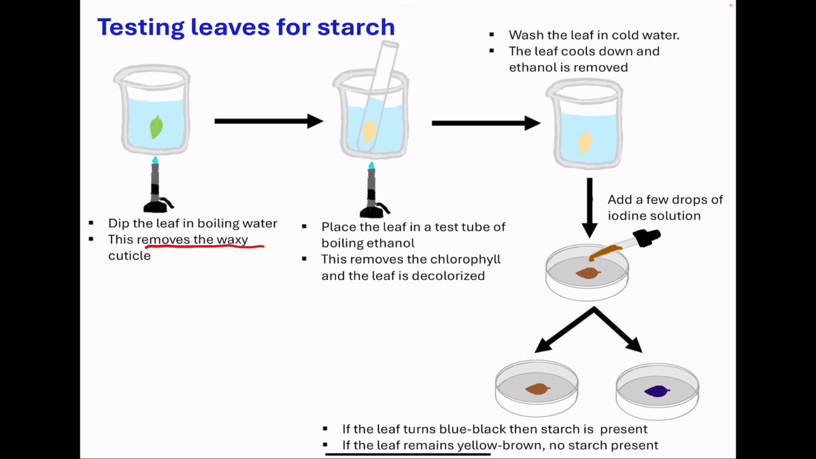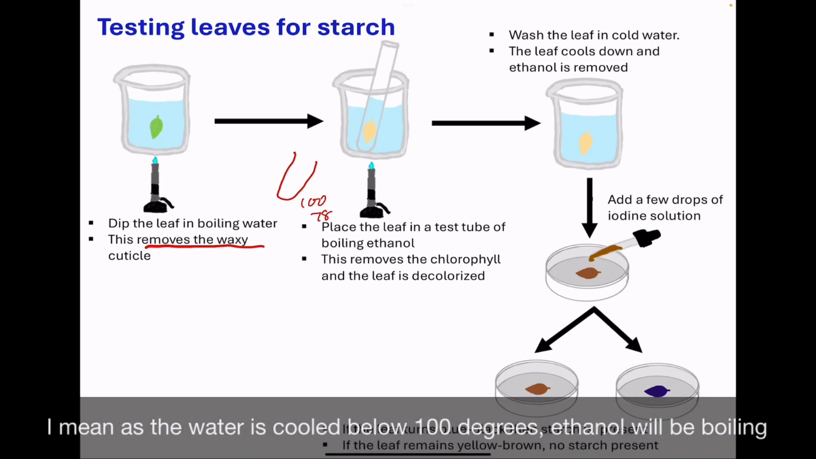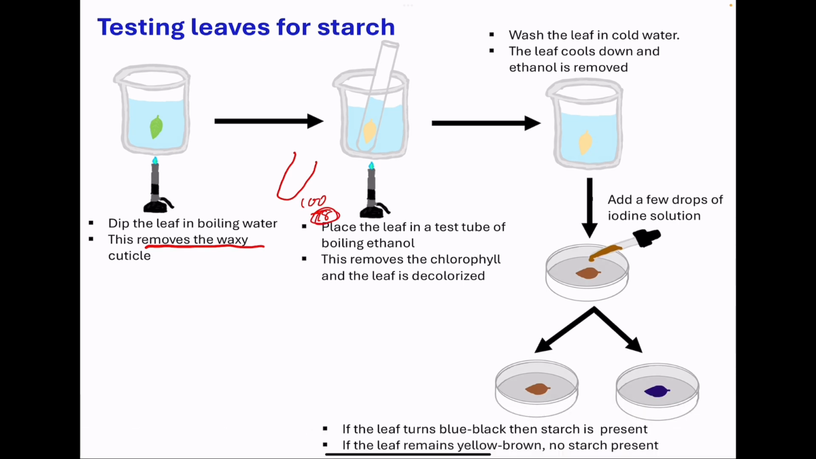After the cuticle is removed, then we place the leaf into the ethanol, which is boiling. Initially, we're going to boil the water, but we do not boil ethanol directly. We'll place a test tube containing ethanol into the boiled water. Since water has a boiling point of 100 degrees and ethanol has 78, by the time the water is almost boiling, the temperature of ethanol can be raised to 78, which is sufficient for it to boil, and so the leaf can be placed in ethanol, which will be boiling.